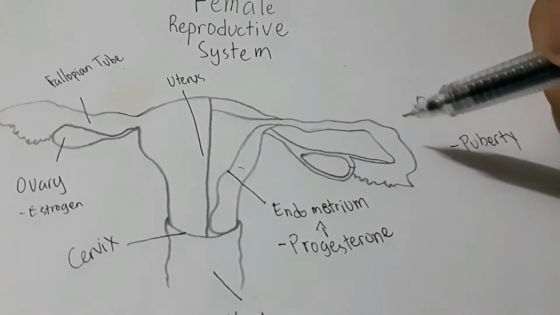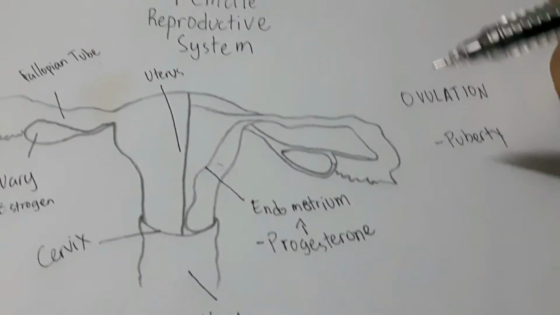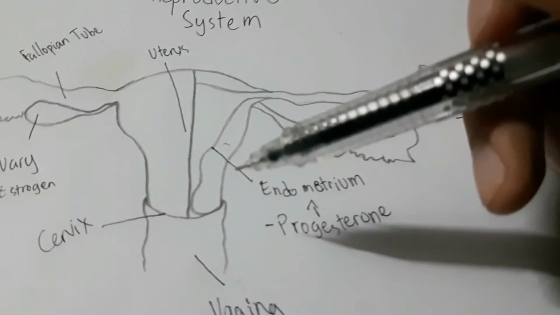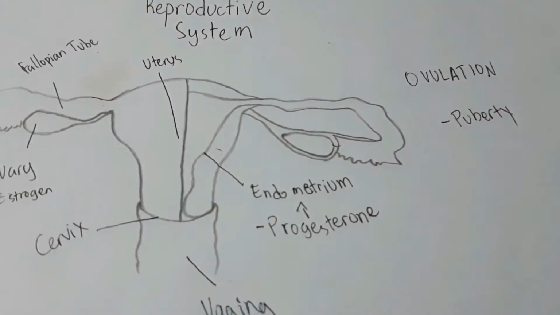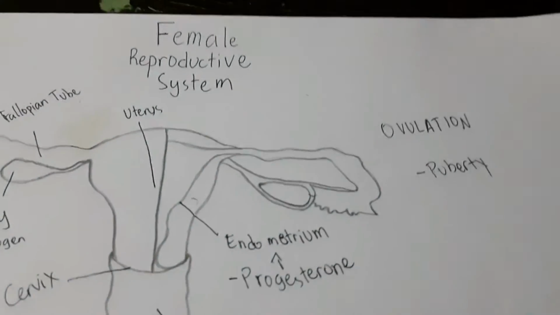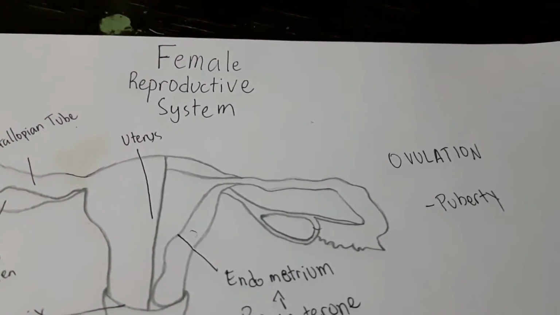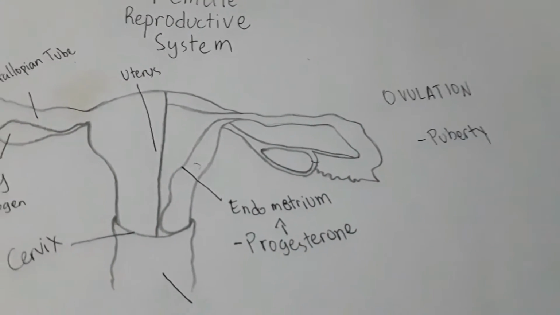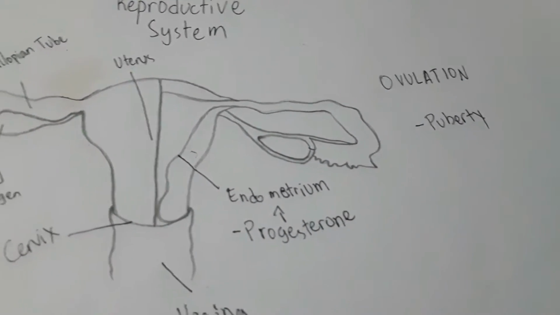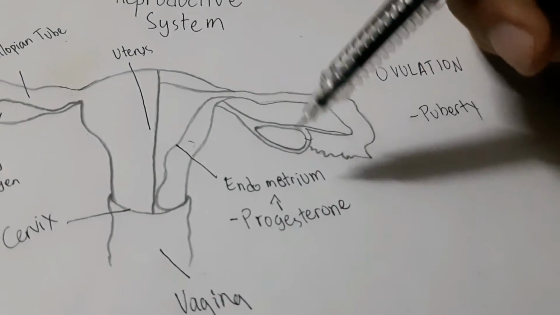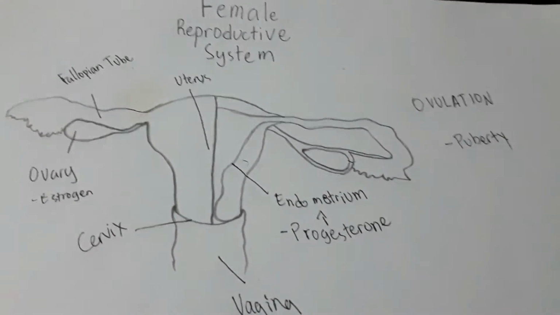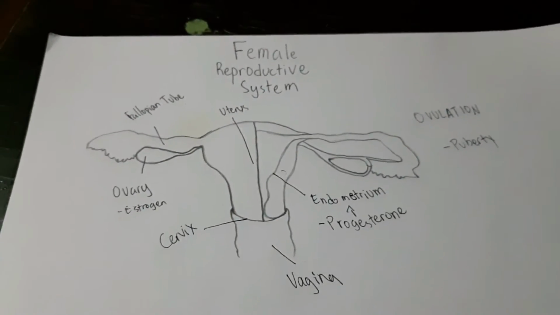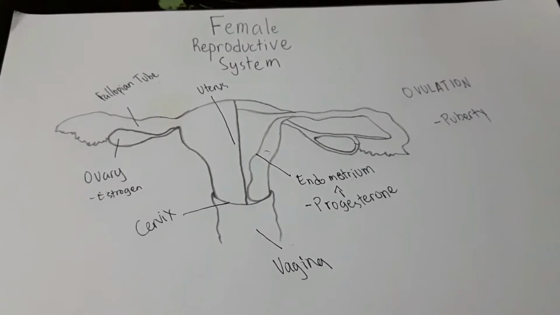Mas high yung chance magkaroon ng baby pag nag-ovulate kasi yung egg cell lalabas na siya mismo. And yung sperm cell, yan, na-fertilize na yan. And every 28 days ata nagkakaroon ng ovulation yung babae. Tapos yan na yung female reproductive system.